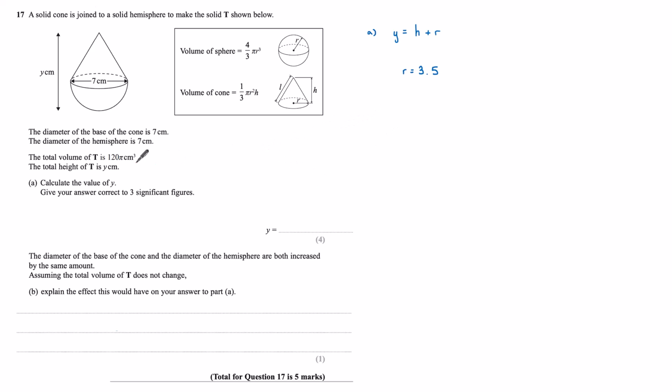So let's work with our total volume for the shape, which is 120 pi centimeter cubed. Now we know that the volume T is the volume of a hemisphere, which is half the volume of a sphere. So that's 4/6 instead of 4/3 pi r cubed, plus the volume of the cone, which is 1/3 pi r squared h. We know the total volume to be 120 pi. We know our r value to be 3.5. And so we can substitute the values in to write the following.